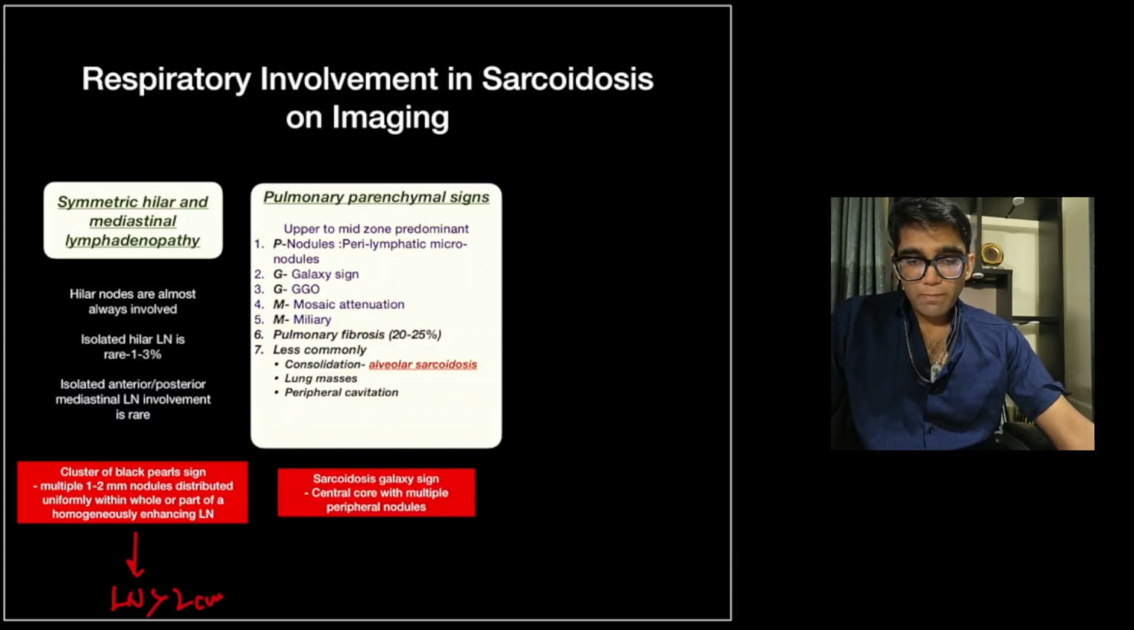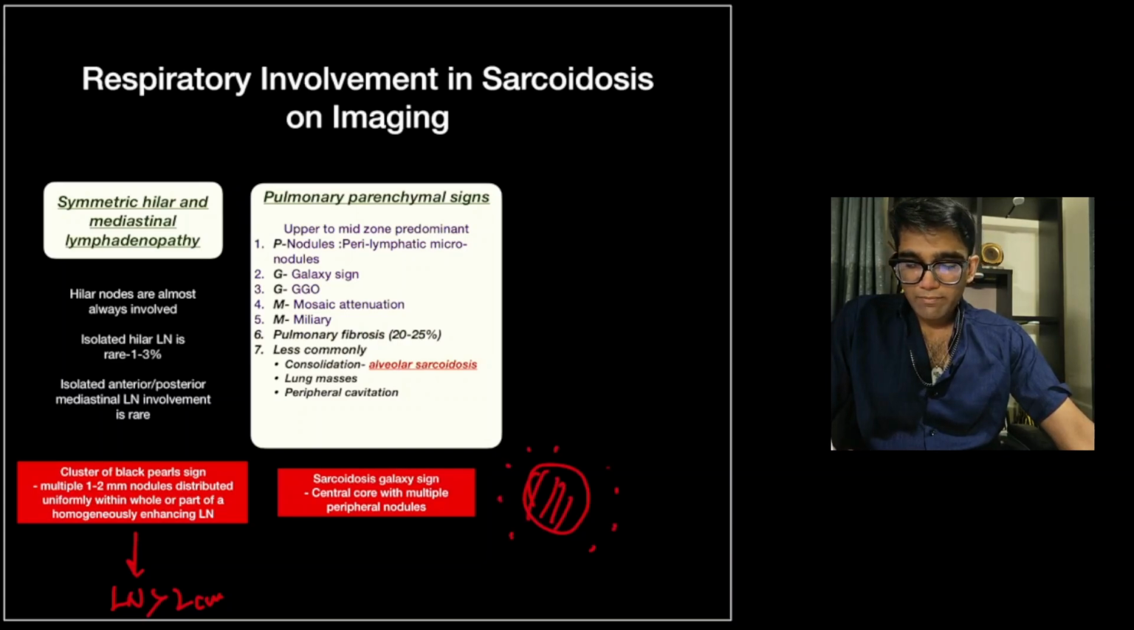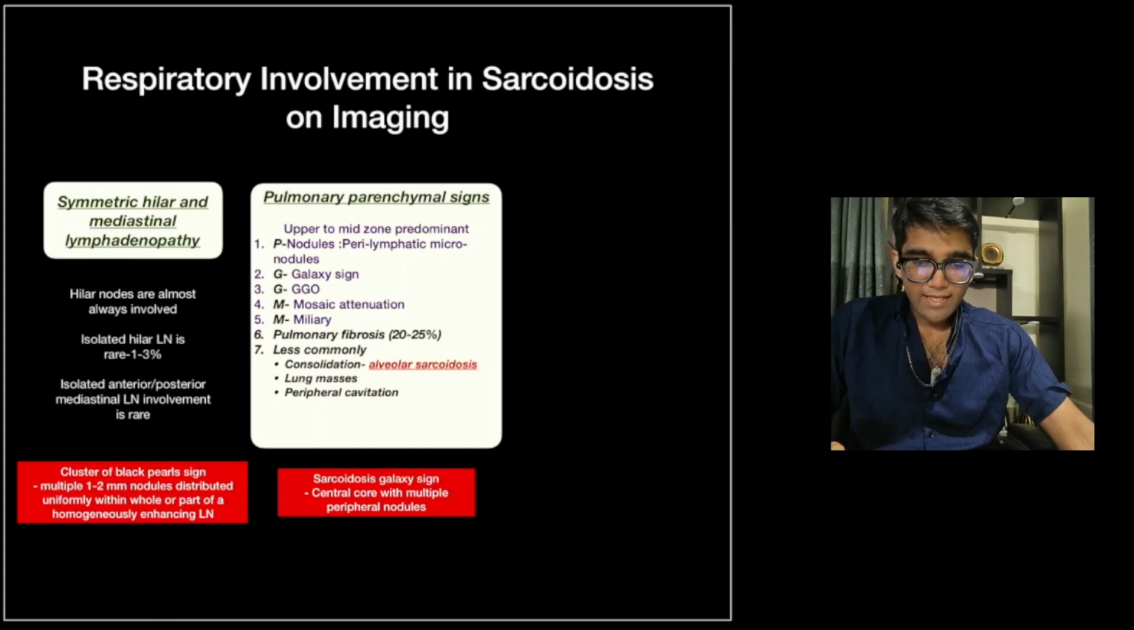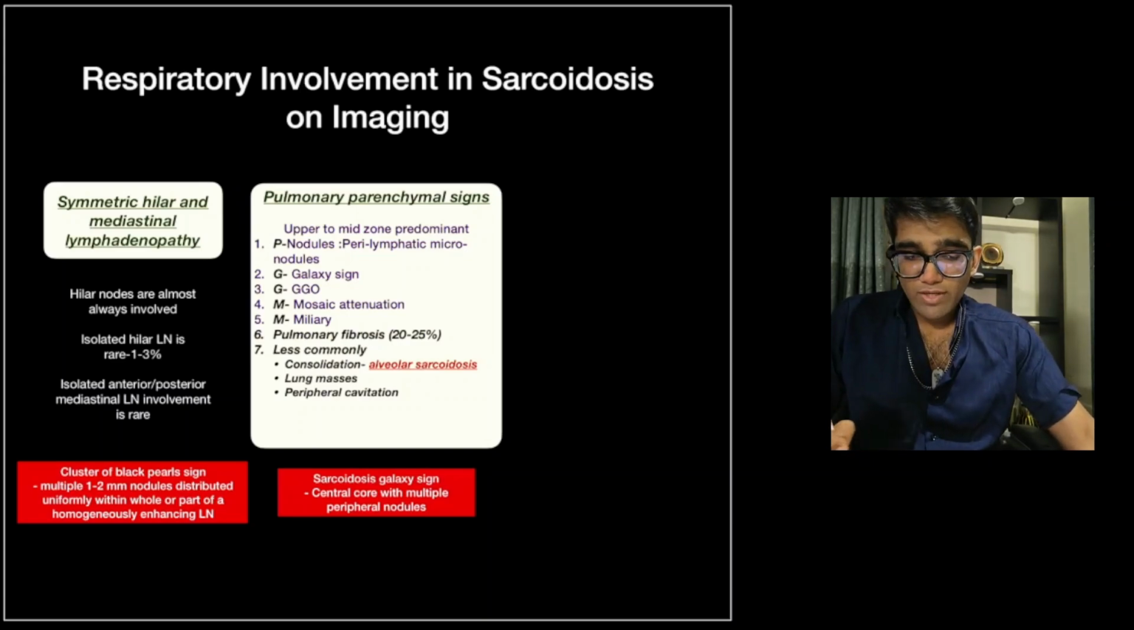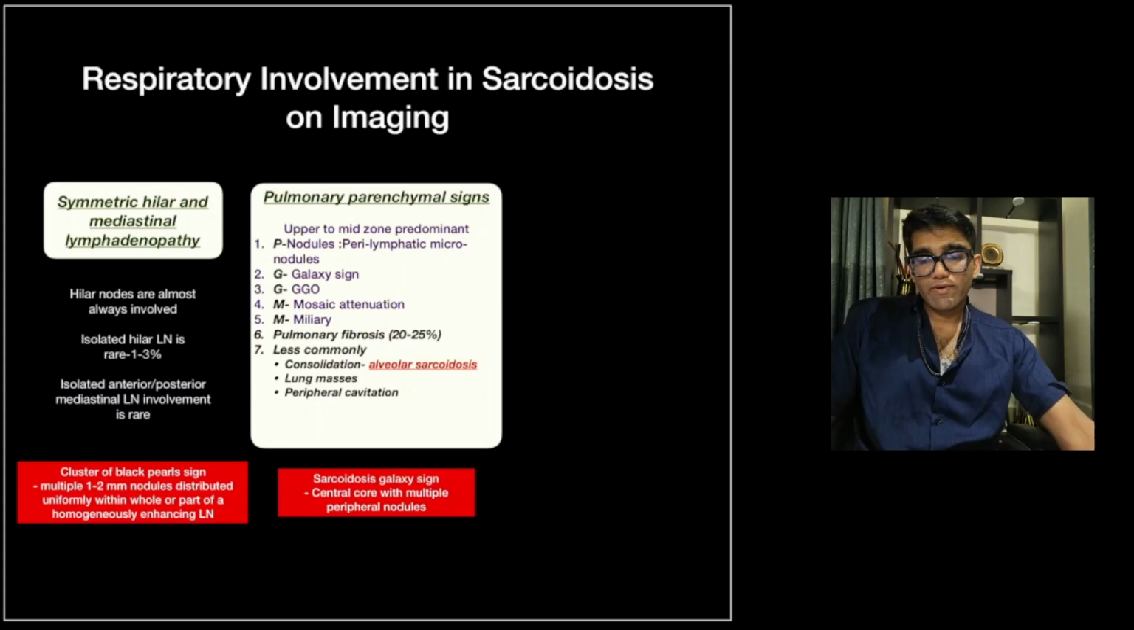Now, other parenchymal lung findings that might be there in sarcoidosis include nodulosis, which we've discussed is a perilymphatic micronodular pattern. You could have a consolidation with surrounding multiple nodules in a perilymphatic pattern, which has been given the moniker of the sarcoid galaxy sign. Then you could just have a GGO, you could have mosaic attenuation, and you could have a miliary pattern. Now, fibrosis occurs in around 20 to 25% of sarcoidosis cases, and a less common finding that you might get is actually a consolidation.